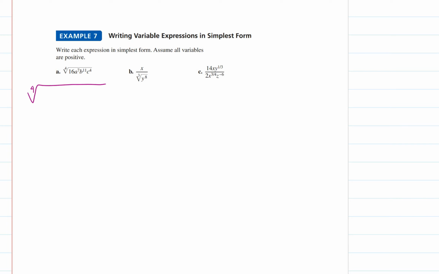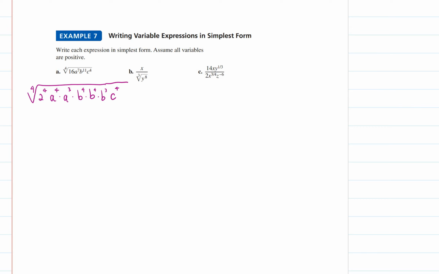So I'm going to rewrite this as all of the things in groups of 4. So 16 is 2 to the 4th. I can have a to the 4th times a cubed because that would be a to the 7th. I can have b to the 4th times b to the 4th times b cubed because that would be b to the 11th. And then I have c to the 4th.